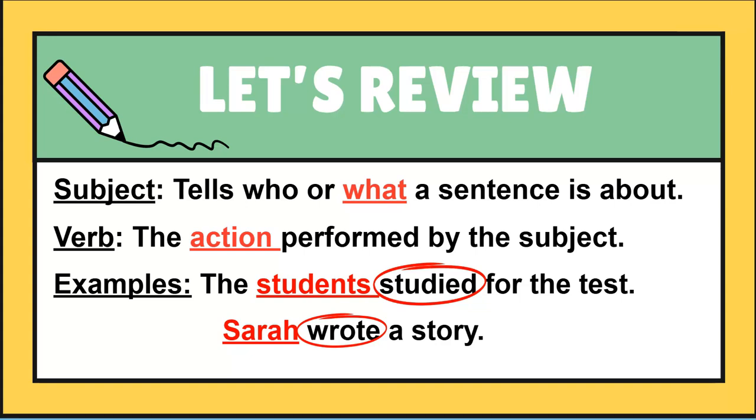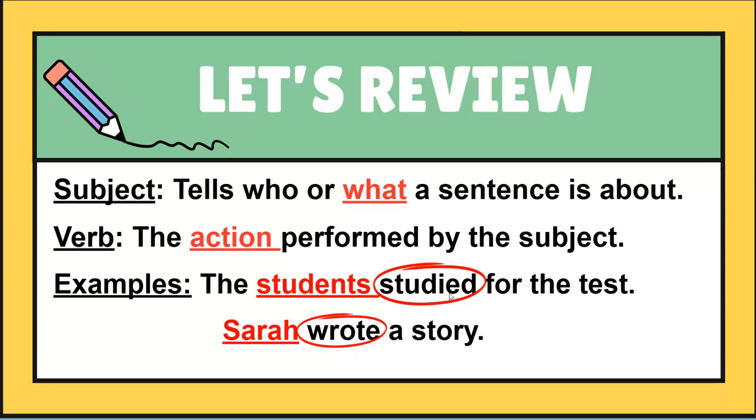For example, the students studied for the test. If we're trying to identify the subject of that sentence, we're going to ask ourselves, who is this sentence about? It's underlined for us. Students is who this sentence is about. And then to identify the verb, we're going to ask ourselves, what did the students do? It's circled in this sentence. The students studied. Students is the subject. Studied is the verb because it's the action word.